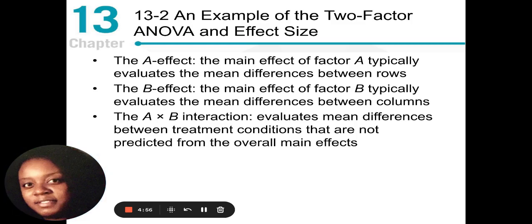In figure 13-1, an example of the two-factor ANOVA and the effect size. The A effect is the main effect of factor A. That's typically what evaluates the mean differences between the rows. The B effect is the main effect of factor B, which typically evaluates the mean differences between those columns. And the A by B interaction evaluates the mean differences between treatment conditions that are not predicted from the overall main effects.